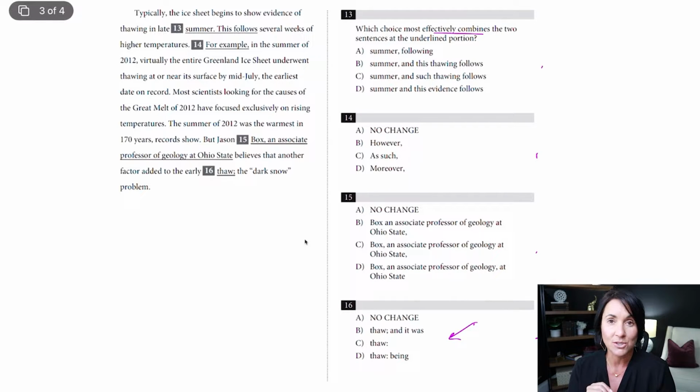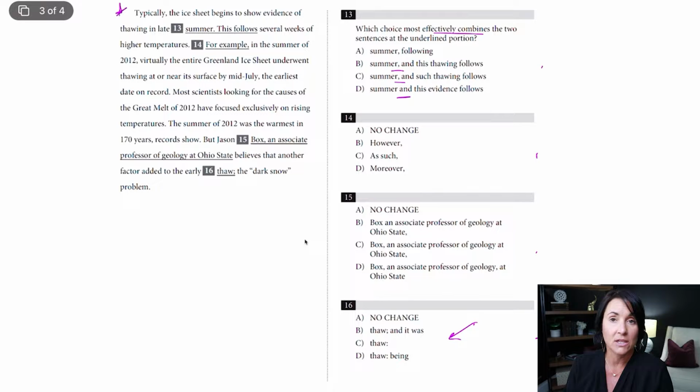All right, this is going to be good because I can talk to you about dependent clauses and independent clauses and all of that. All right, let's start up here. Typically, the ice sheet begins to show evidence of thawing in late summer, period, okay? This follows several weeks of higher temperatures. Okay, so we have two full sentences, two independent clauses. So we need either a comma and conjunction, which looks like we have that option here, or a semicolon, which we don't have that option. Right away, I know that this is probably going to be out.